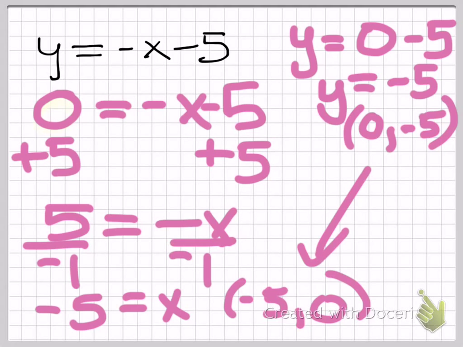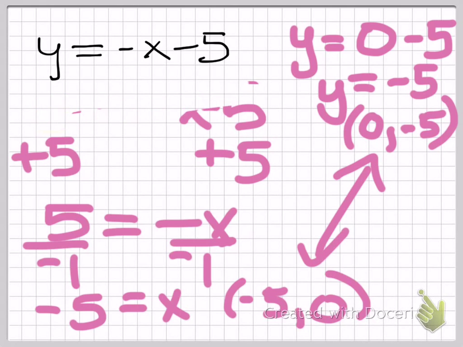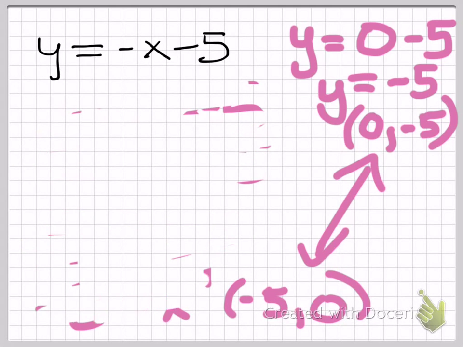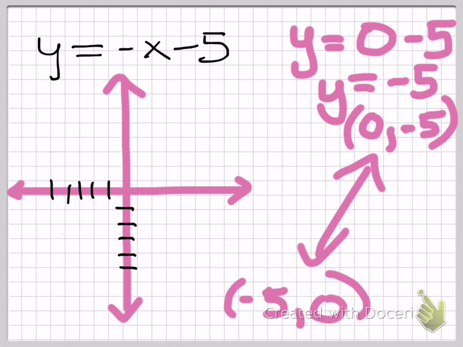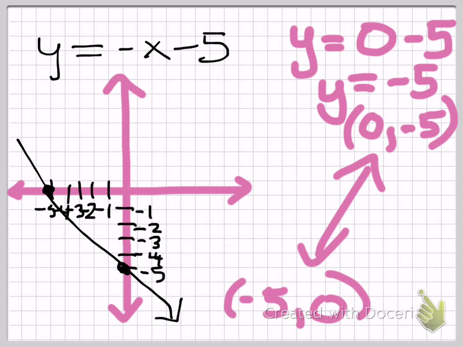So I'm going to plot these 2 points. One point at -5, 0, and one point at 0, -5, and I would connect the 2 points to make my line.